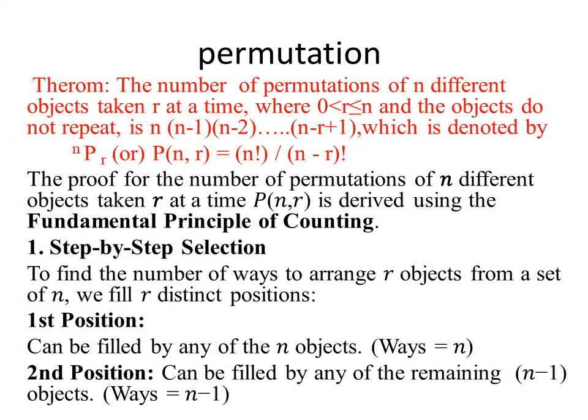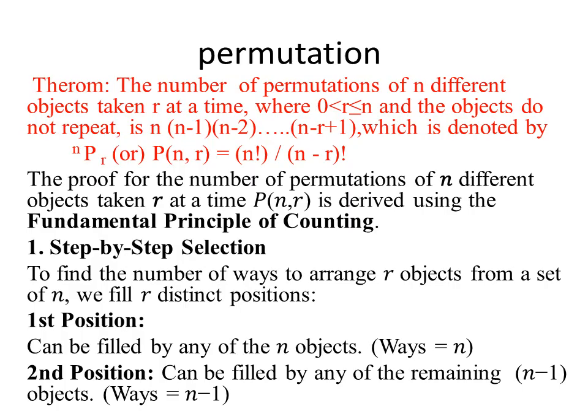Here we start with the theorem. The number of permutations of n different objects taken r at a time, where 0 is less than or equal to r, which is less than or equal to n, and the objects do not repeat, is n into n minus 1 into n minus 2 so on to n minus r plus 1, which is denoted by nPr or P of n comma r. That is equal to n factorial over n minus r factorial.